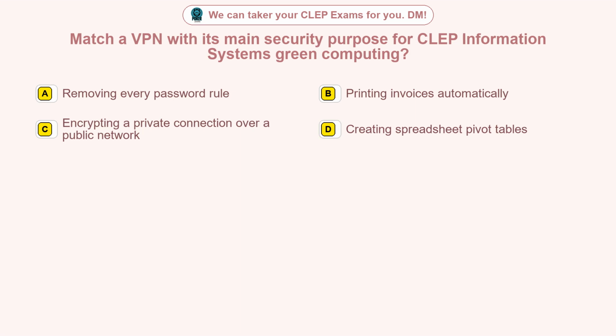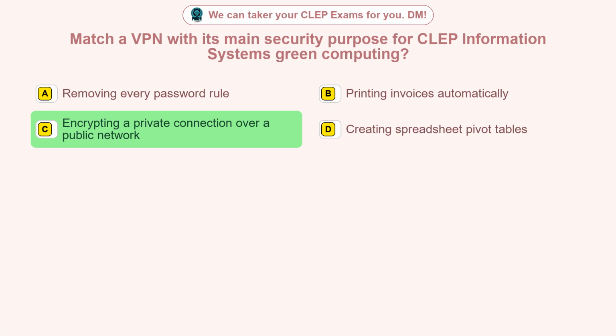Question 38. Match a VPN with its main security purpose for CLEP Information Systems green computing. Option A. Removing every password rule. Option B. Printing invoices automatically. Option C. Encrypting a private connection over a public network. Option D. Creating spreadsheet pivot tables. The correct answer is option C.